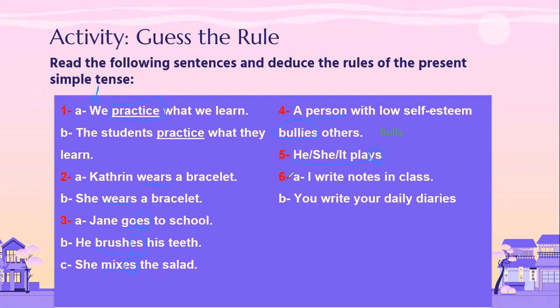Now look at number 6. I write notes in class. I write. Or you write your daily diaries. I write, you write. So I and you, and in both of them, we have write, not writes. He writes, she writes, or plays. But I and you write. So take some time and deduce the rules. Now I will be removing all the annotation and we'll be moving to the next slide.